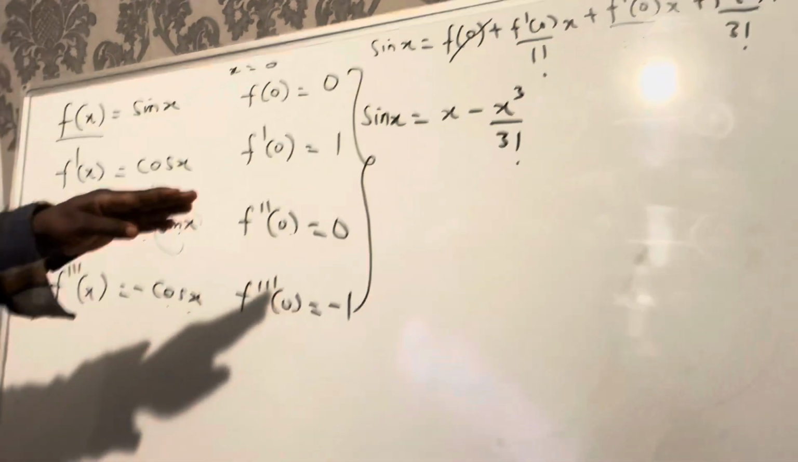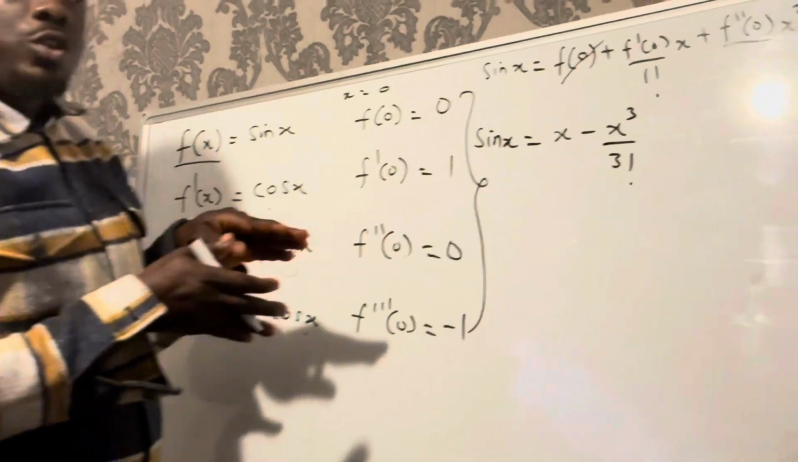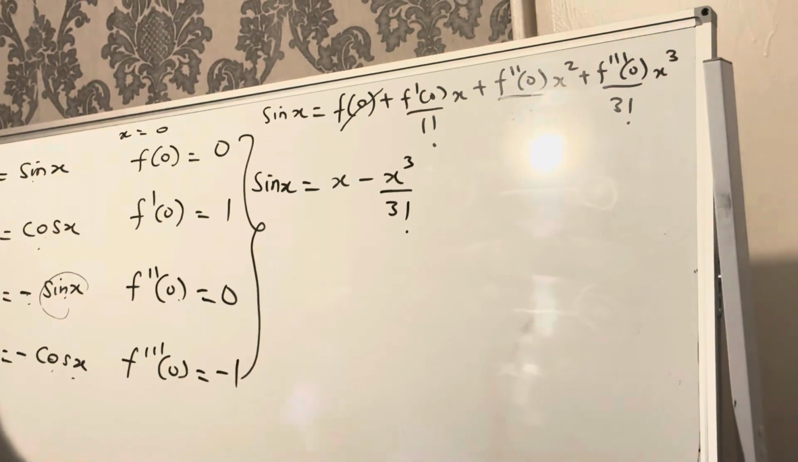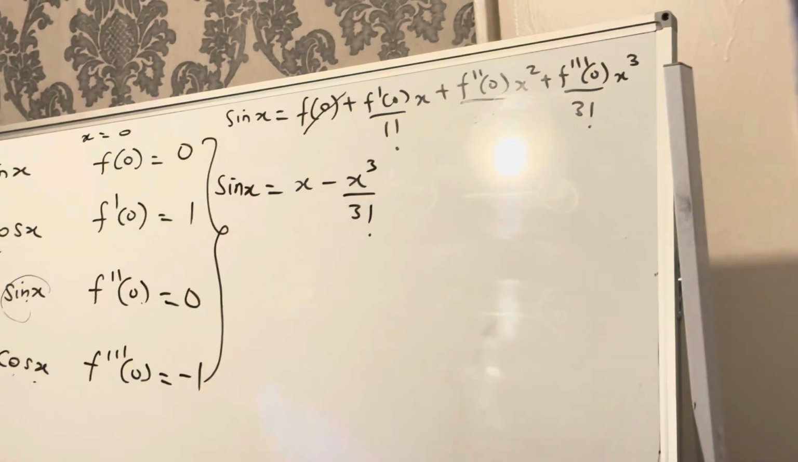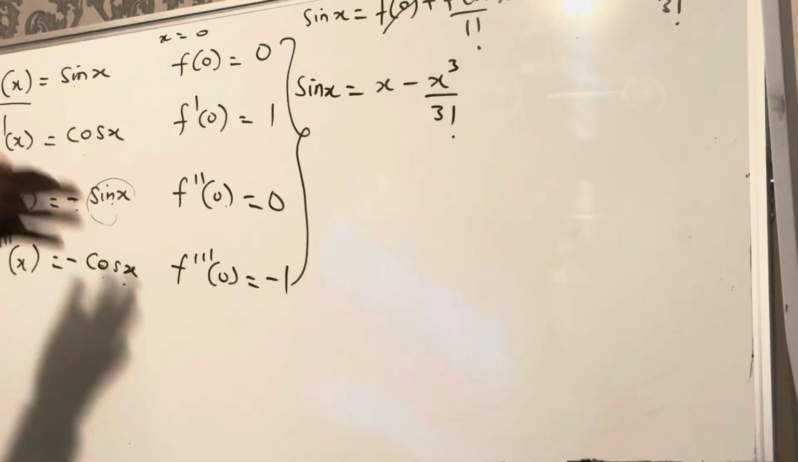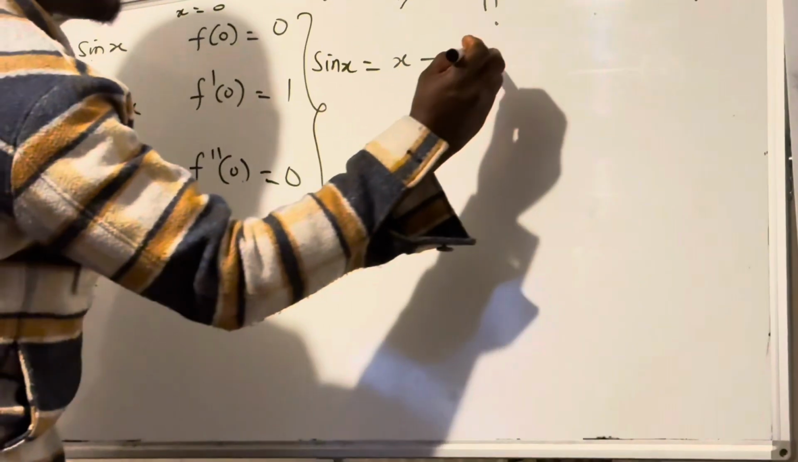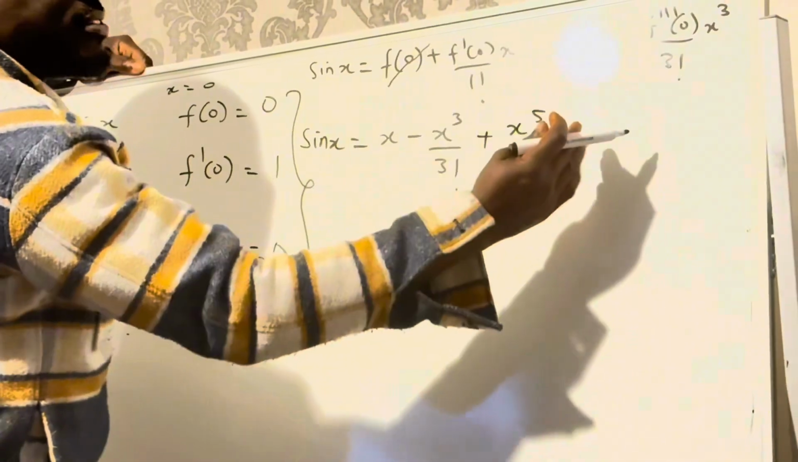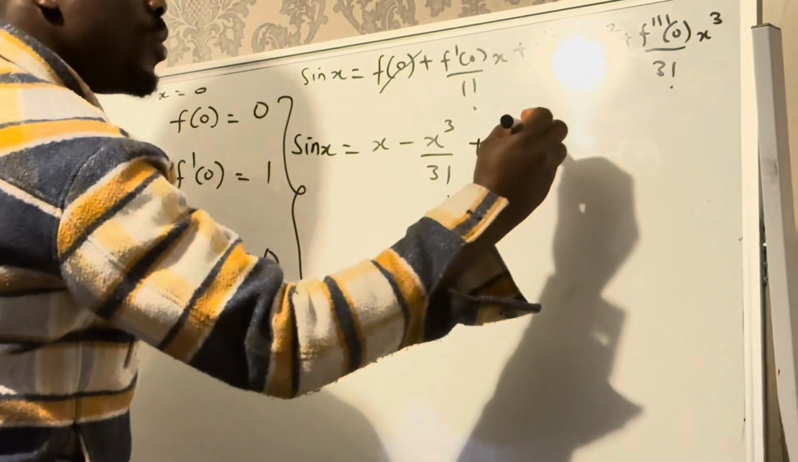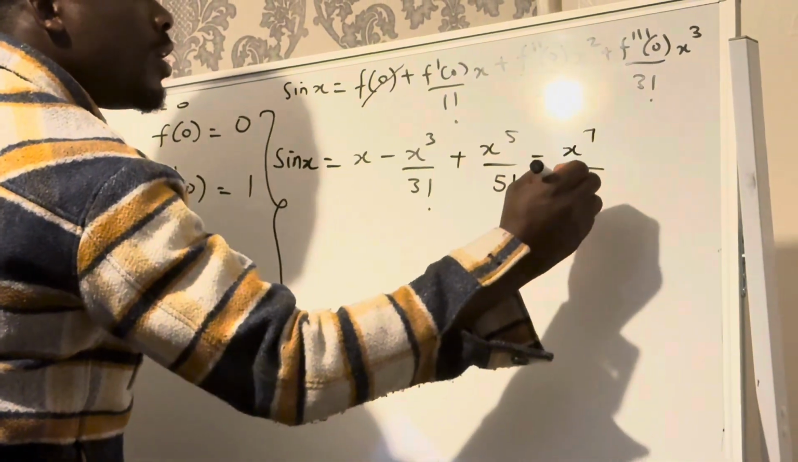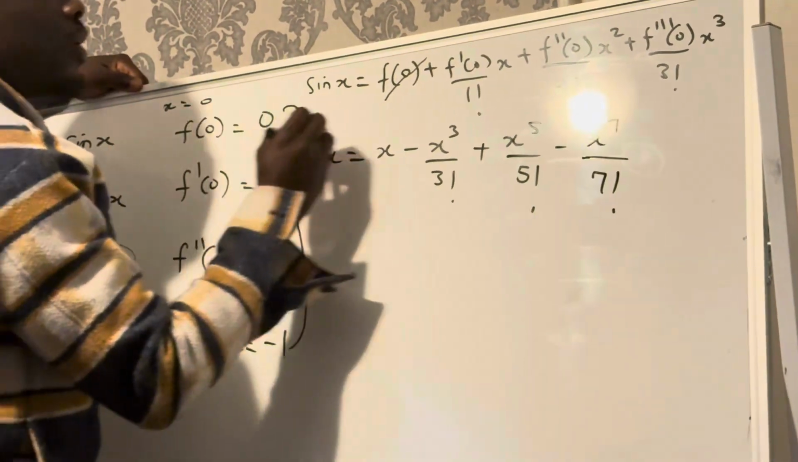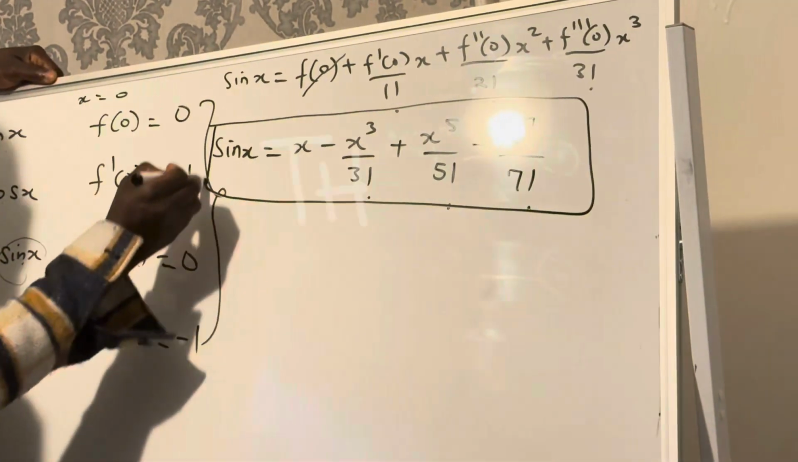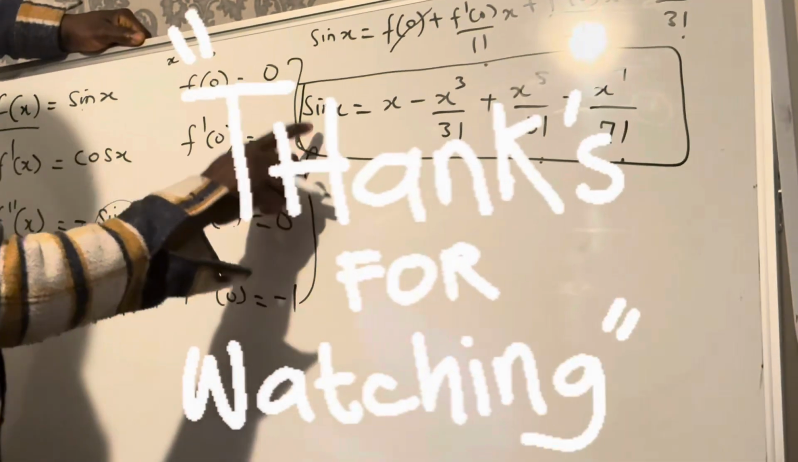If you look at this pattern, a sine function is what? They are odd functions, which implies that all the even terms will be 0. So the next value here will be x raised to the power 5 all over 5 factorial. The sixth one will be 0. The seventh one will be minus x to the 7 all over 7 factorial. So this is our series solution, or Maclaurin series solution, for a sine function.